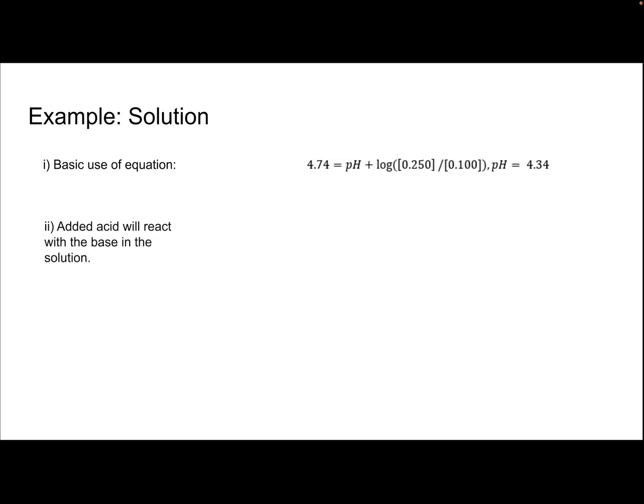Alright, the second part is a bit harder. In this case, we're going to be adding acid, which is going to react with the base in the solution. So adding hydronium is going to react with the ethanoate ions in the solution. It's always good to write out the equation for the neutralization. So ethanoate ions react with hydronium to get ethanoic acid and water.